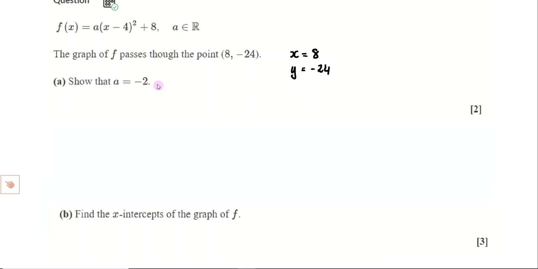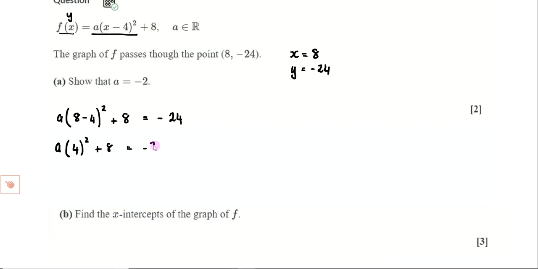Negative 24. So what do I use? I write that a multiplied by 8 minus 4 all squared plus 8 has to equal negative 24. So therefore, we've got a multiplied by 4 squared plus 8 needs to be negative 24. So that is 16a plus 8 equals negative 24. So what do we do next?